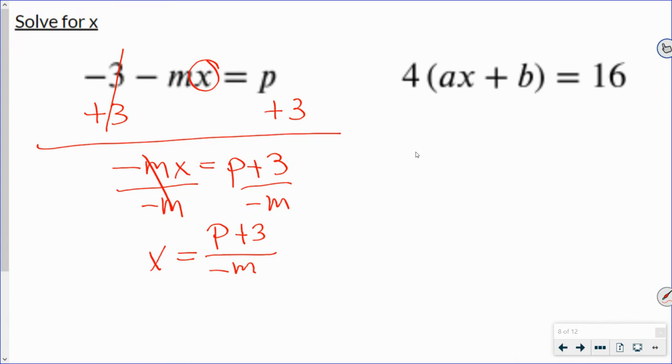One more example, look at the one here. Earlier we did this with the distributive property. Do we want to do the distributive property again? Yes or no? Okay, let's do it then. We'll say 4ax plus 4b equals 16.